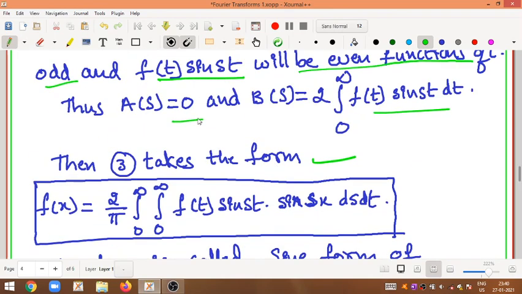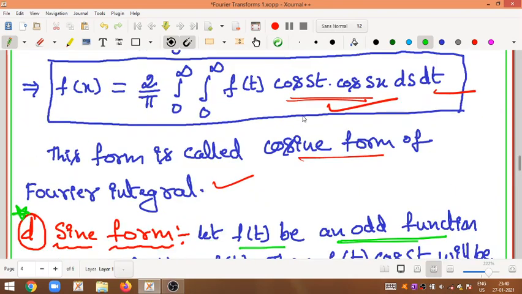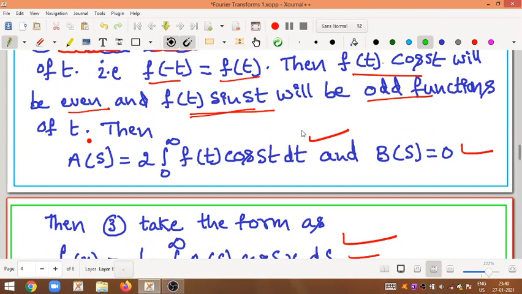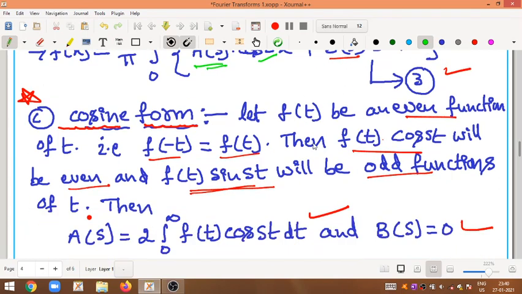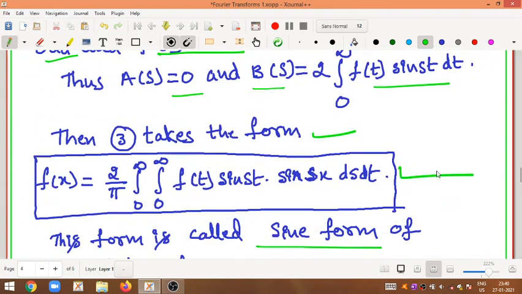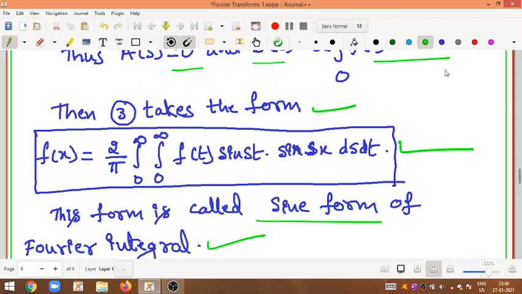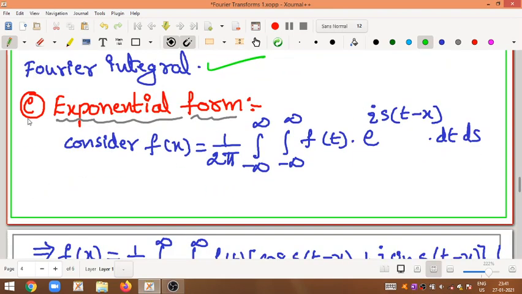First of all, substitute both the as and bs values in equation 3, and by simplifying that we will get these forms. If it is clear, I will move on to the next form, that is the exponential form. This is also very important, the exponential form.